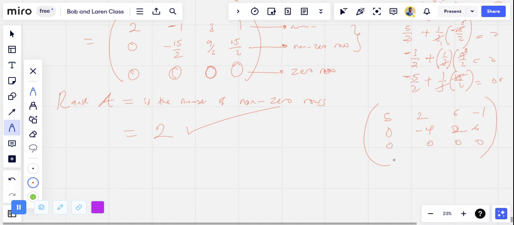This one is 0, 0, 0. This one is 0, minus 1, 4, 2. So what will be the rank of this kind of matrix? Let's say this one is 0. So what will be the rank of this matrix? You just see, okay, this one is 0, this one is gone. So this is non-zero, non-zero, non-zero. So the rank of this matrix is 3.